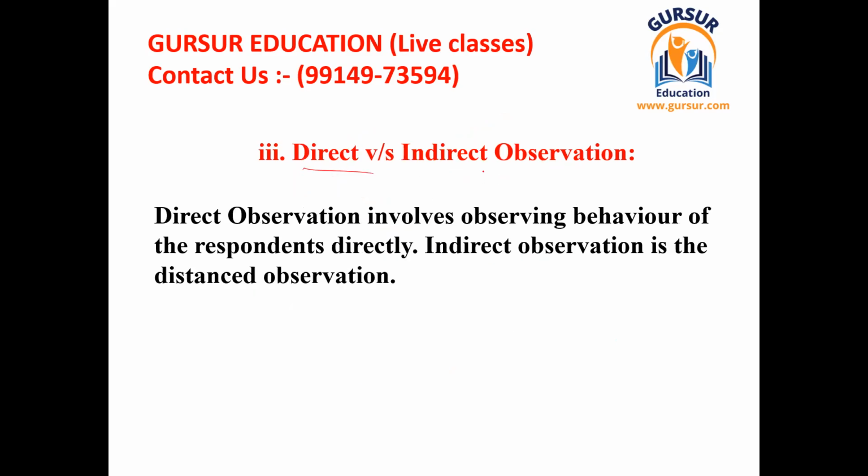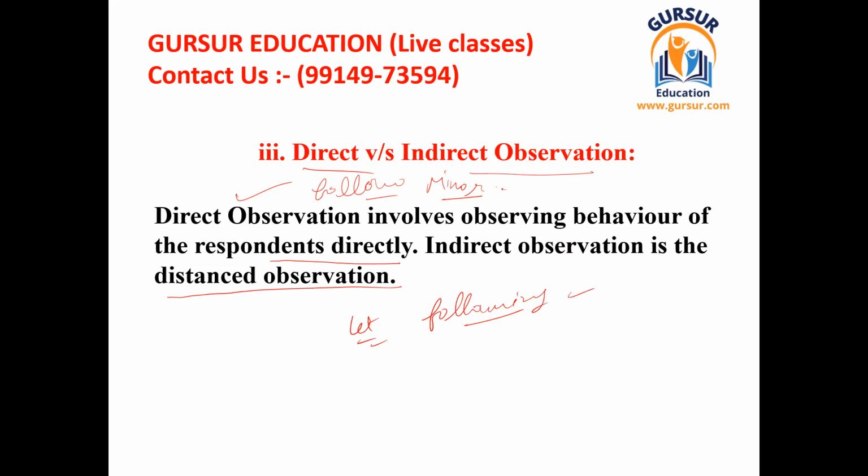Then there is direct versus indirect observation. Direct means when you are observing the respondent directly, following them, with a very minor difference. But in case of indirect observation, this is done as a distanced observation. You never let the respondent know that you are following them. You are recording their behavior. A number of times these things are done.